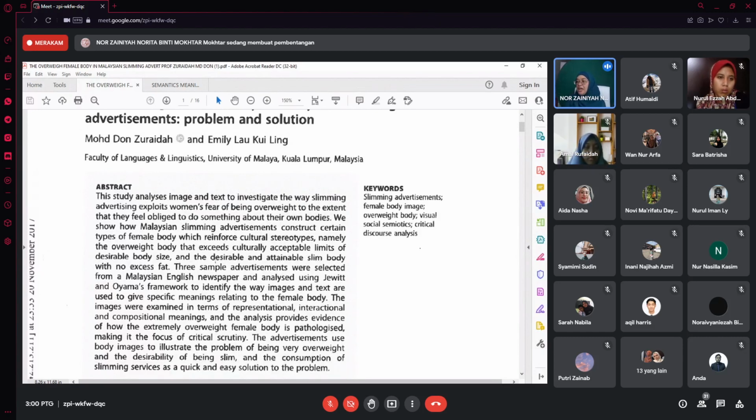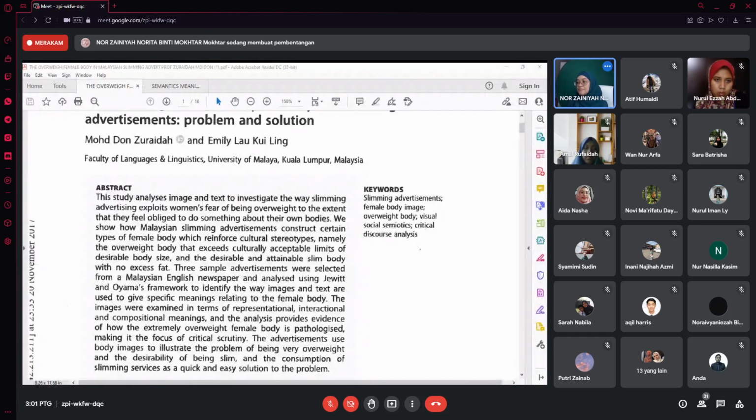We show how Malaysian slimming advertisements construct certain types of female body which reinforce cultural stereotypes, namely the overweight body that exceeds culturally acceptable limits of desirable body size and the desirable and attainable slim body with no excess fat. Right, so if we go back to the question, okay. The first question, what is the study about?